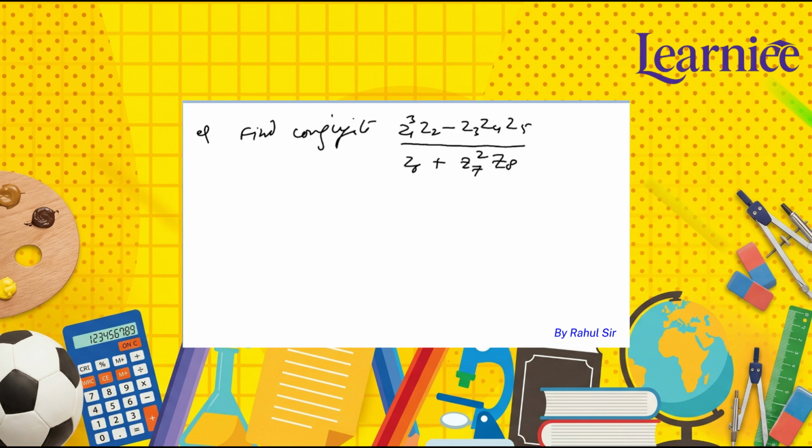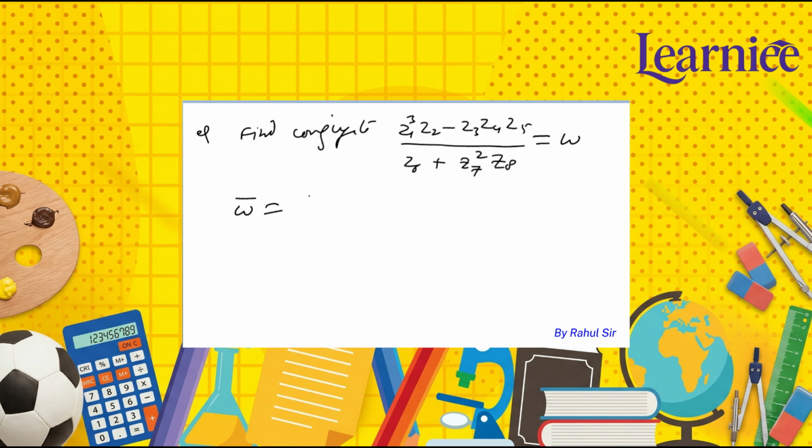So the conjugate of this one, the corresponding conjugate, so let's say this corresponding complex number is w. So what is w bar, or the conjugate?